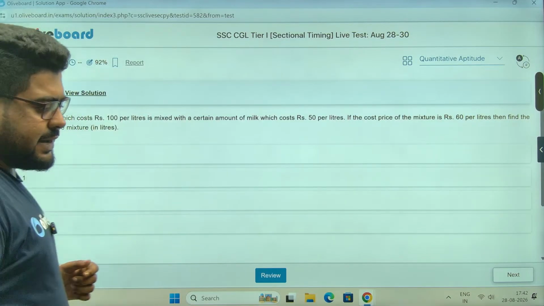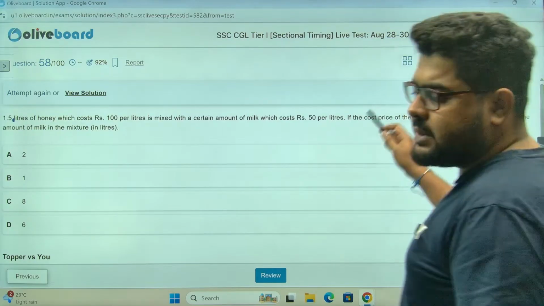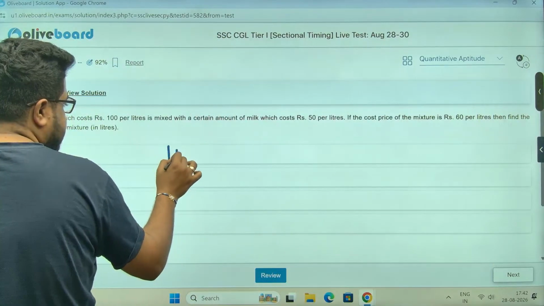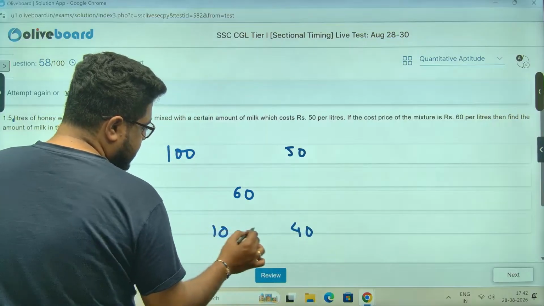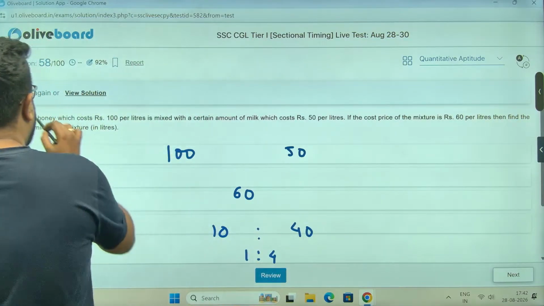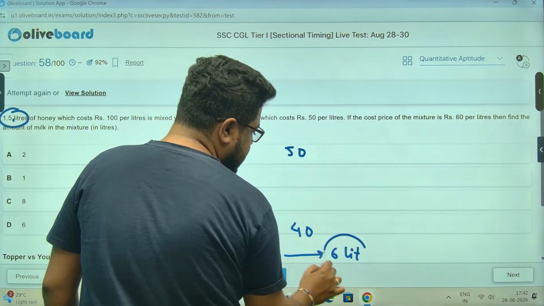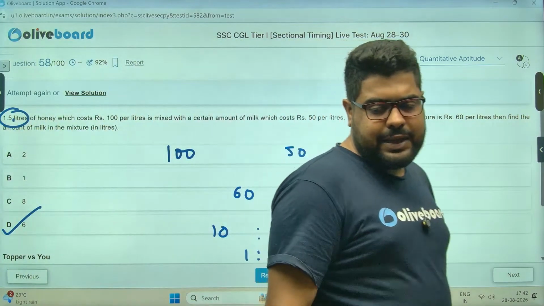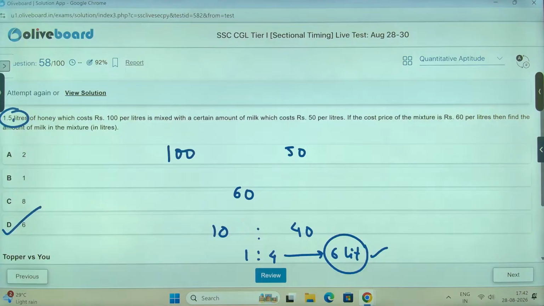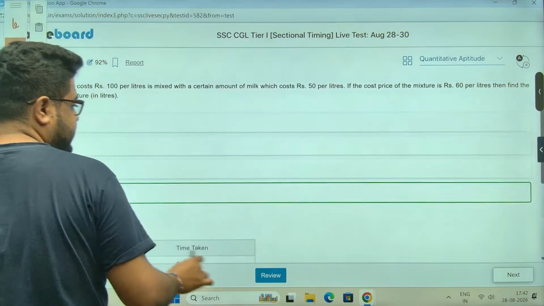Next question. 1.5 liters of honey, which costs 100 rupees per liter, is mixed with one costing 50 rupees, and the mixture is 60. So use allegation: 100 rupees, 50 rupees, 60 rupees. This is 40, this is 10. The ratio will be 1:4. So one part is 1.5 liters, and four parts will be 4 into 1.5, which is 6 liters. Sir, you need 6 liters of milk. Option D is the correct answer. Again, it's a 10-second question. Hardly 10 seconds. You see, I've written 5 numbers and that gave me my answer.